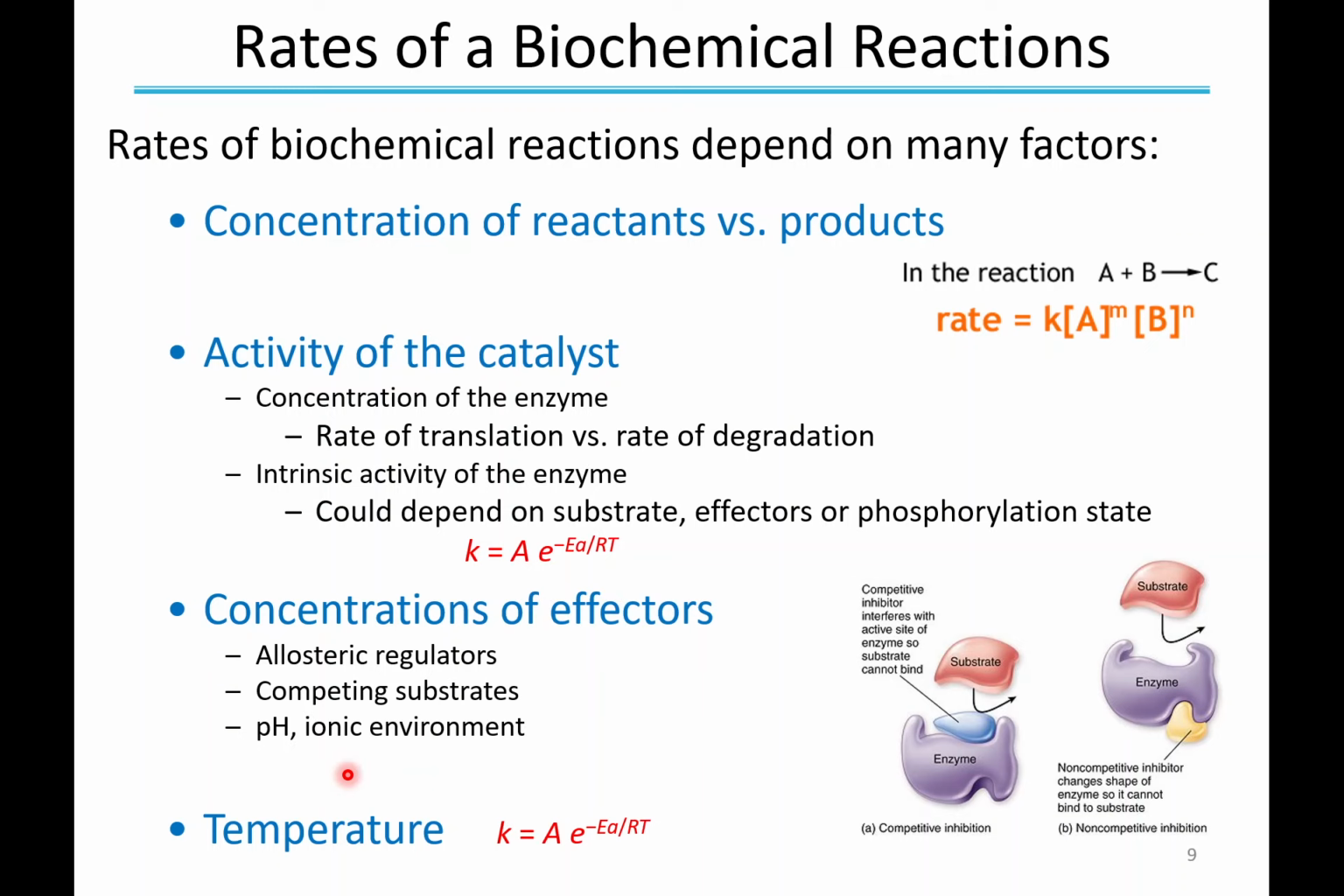Okay, and then finally, temperature. Probably not necessarily a major source of control, at least in metabolism, because organisms tend to be fairly constant in their temperature. But if you adjust the temperature, just in that same equation for the rate constant, you can see that temperature factors into that equation. So if you adjust the temperature, you're going to change the rate constant and therefore the rate.